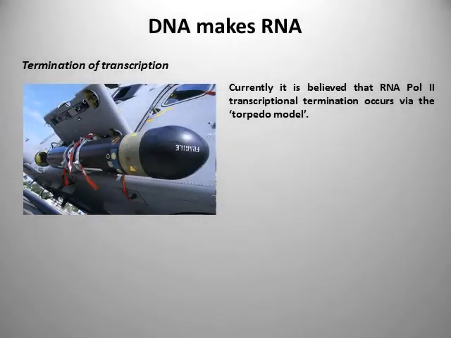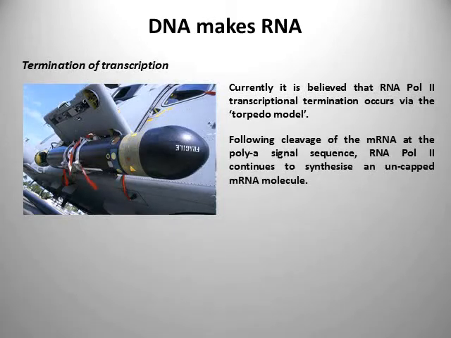So termination of transcription is currently believed to occur via a mechanism that's been excitingly referred to as a torpedo model. So I'm assuming that a man came up with that name. It's a very phallic name, obviously, and torpedoes are very phallic objects. But I don't know for certain. That's just my guess. But it's called the torpedo model, as you'll see, for a reason.